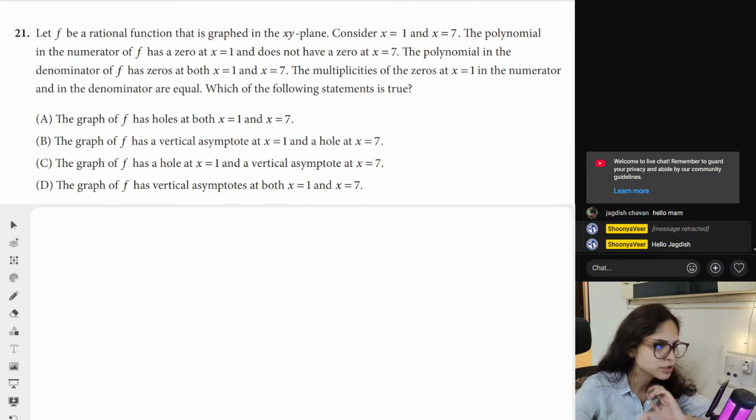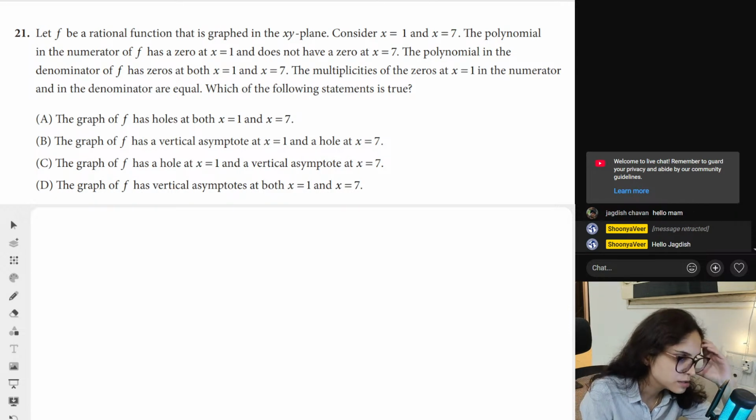So it's a rational function. There is x is equal to 1 and x is equal to 7. So there's a 0 at x is equal to 1. That means you have x minus 1, and there's no x minus 7 on the top. The denominator has both x is equal to 1 and x is equal to 7, so it has 0 at x minus 1, and it also has 0 at 7. So x minus 7 is also a factor.